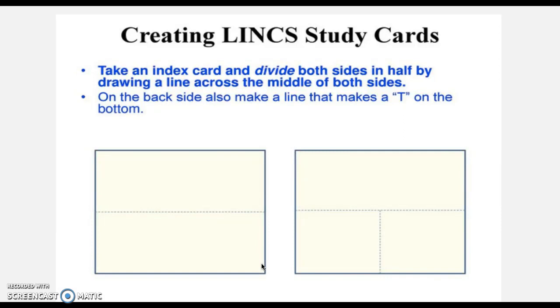So here's a little example of the index card. So to take the index card and divide both sides in half by drawing a line across the middle of both sides. On the back side, also make the line that makes a T on the bottom. So right here would be the vocabulary word, and then I guess you could also write it down here, I'm not really quite sure. And then on the back over here would be the important part up here, and then the story to the left-hand side, and then right here would be the picture.